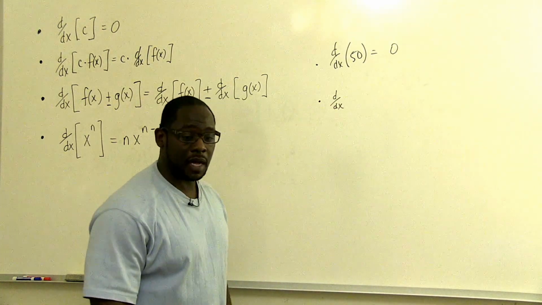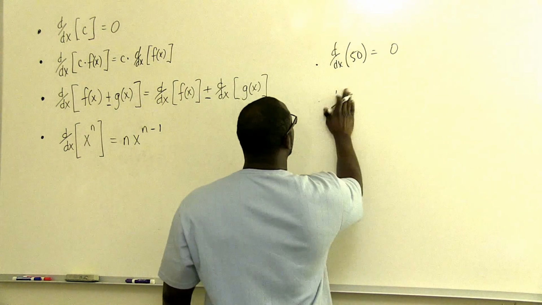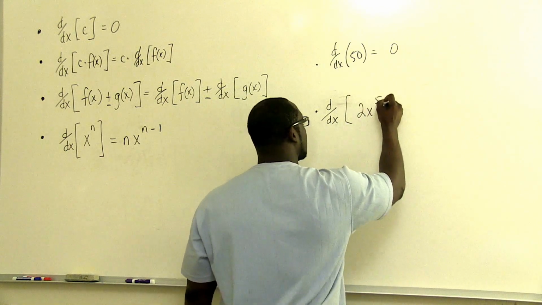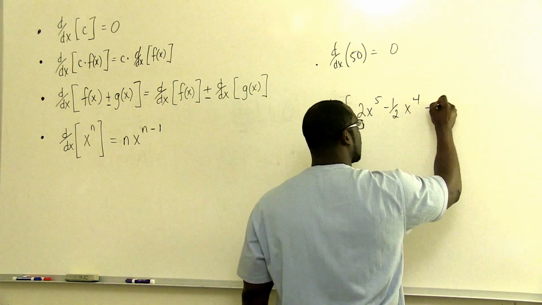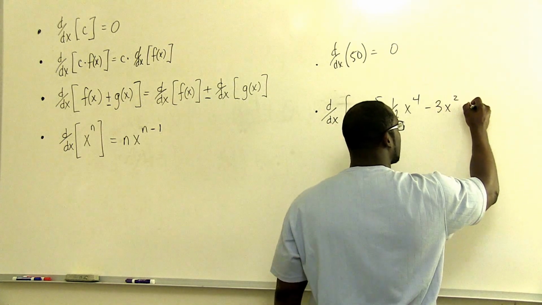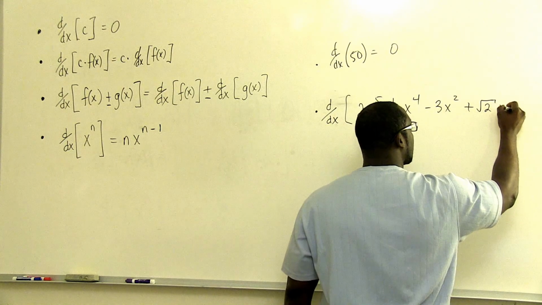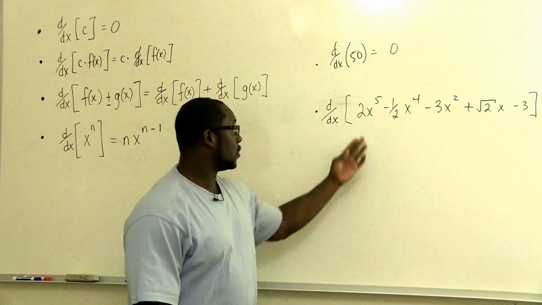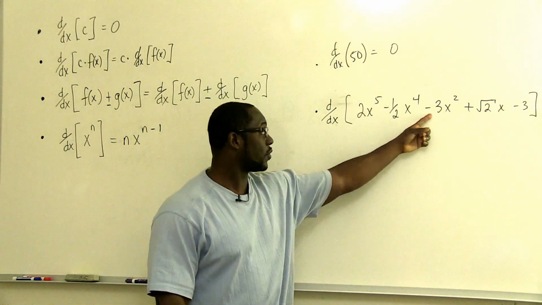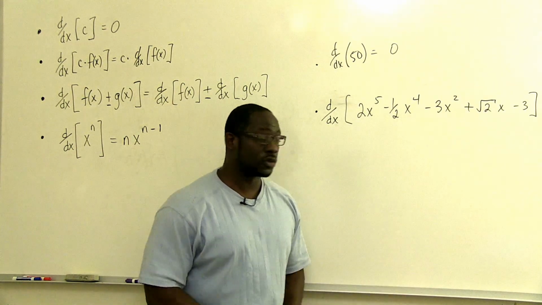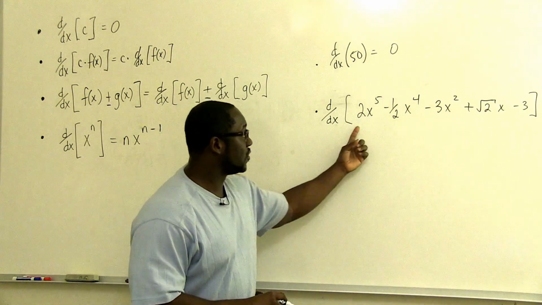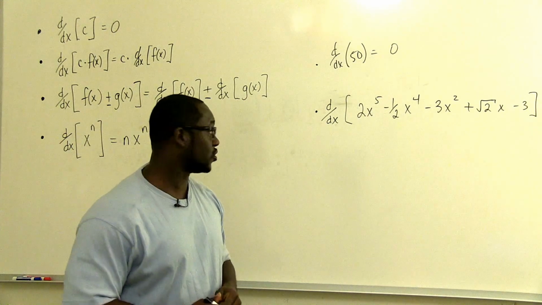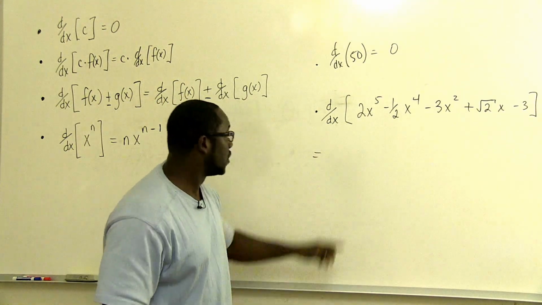So let's say we have a polynomial that looks as follows. And I'm going to write this a little bigger. So let's say we have this particular polynomial function: 2x to the fifth minus 1/2 x to the fourth minus 3x squared plus square root of 2 x minus 3. As you can see, this is a polynomial function, and a polynomial function is just a sum of power functions.